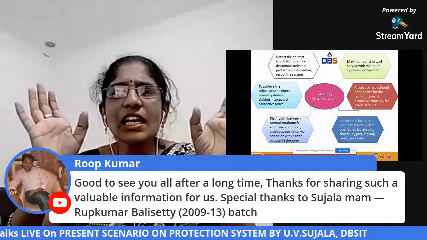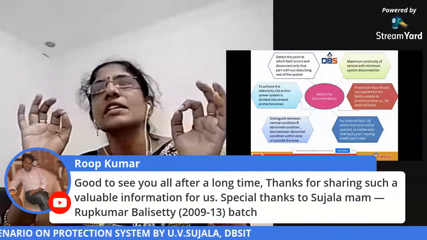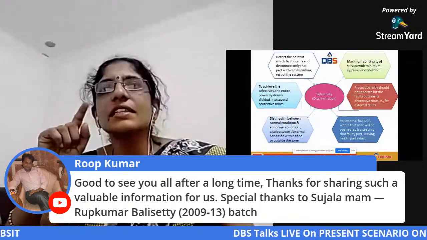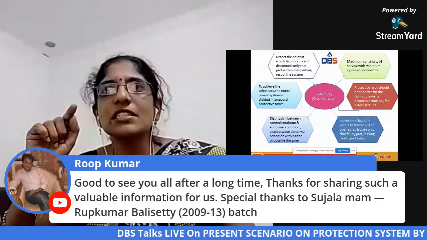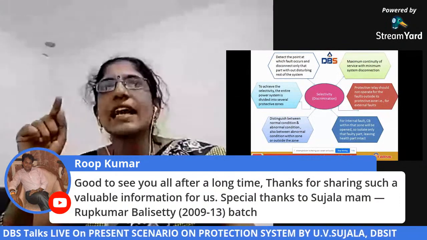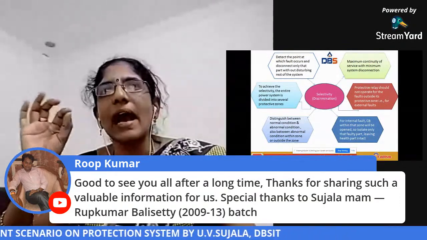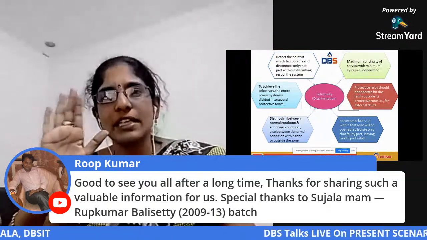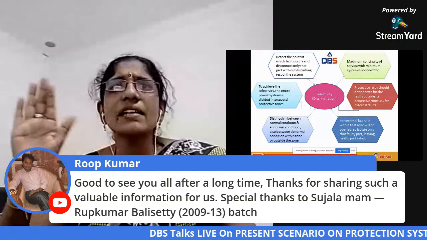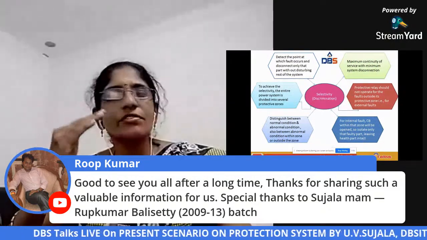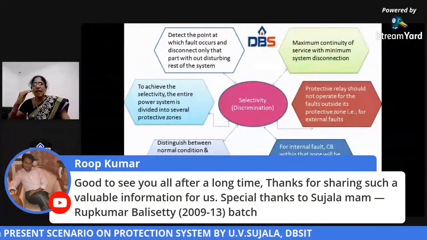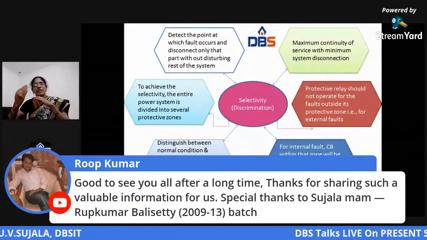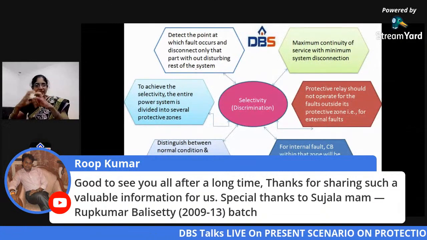Maximum continuity and minimum system disconnection. That means the total selective part: we have to select the particular part where the fault occurs. For that part you have to disconnect, and the remaining will not be disturbed. Suppose there is a 5 amps rating; if it exceeds that 5 amps, you have to select that part.